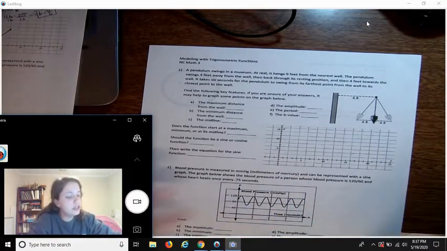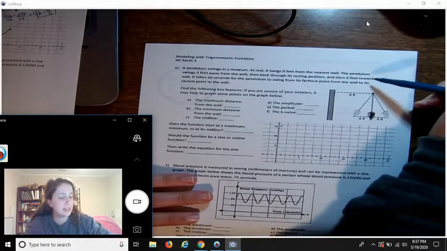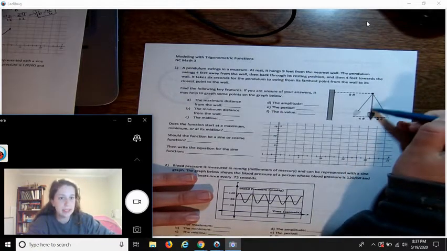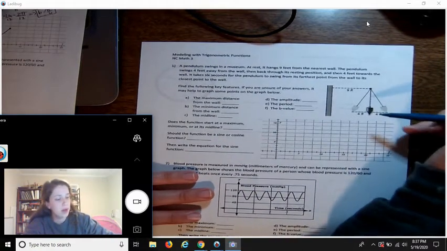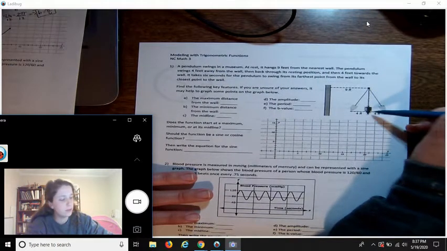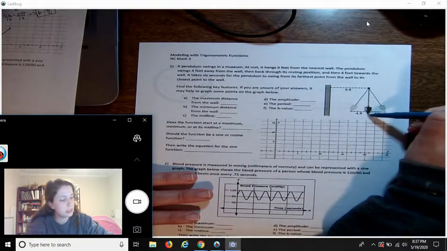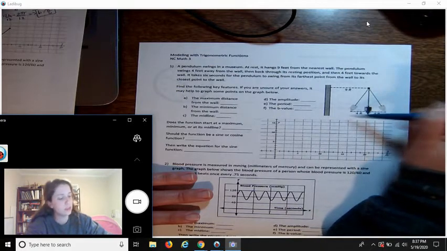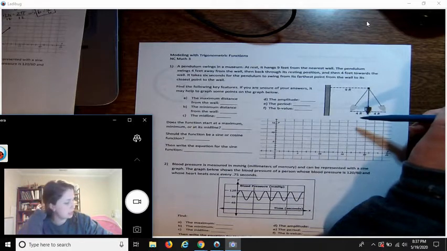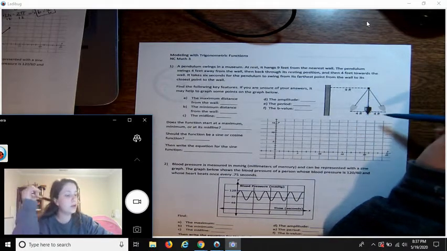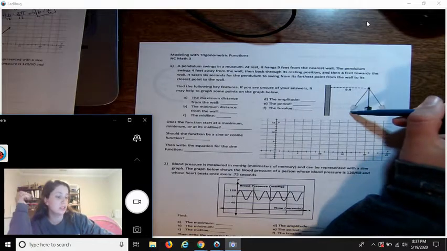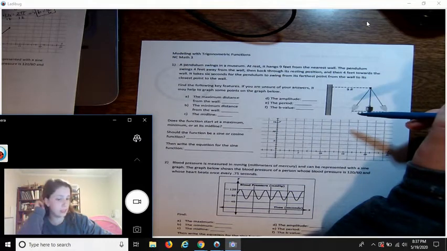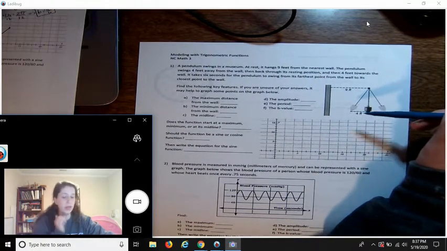Okay, so it says a pendulum swings in a museum at rest. It hangs 9 feet from the nearest wall. So this is where it hangs, 9 feet from the nearest wall. The pendulum swings 4 feet away, so 4 feet this way from this place. So 4 feet is right here. And then back through its resting position, and then 4 feet towards the wall. It takes 6 seconds for the pendulum to swing from its farthest point from the wall to its closest point to the wall. So it says find the following key features. If you are unsure of your answers, it may help to graph some of the points on the plot below.